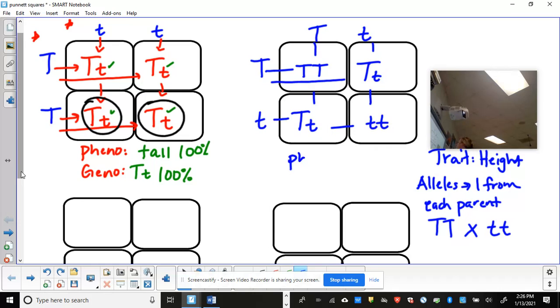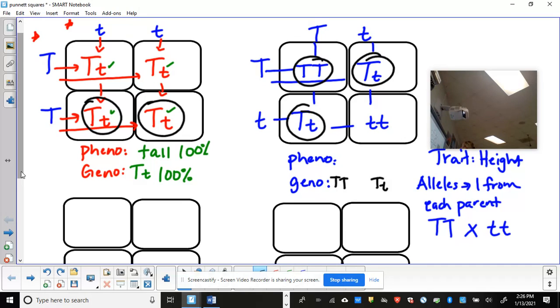Now, we've got a little bit more variation here. So let's look at our genotype first. We have big T, big T. Okay, so I'm just going to put that down first. We have big T, little t. And then we have little t, little t. Okay, so how probable is it for each of these to happen?